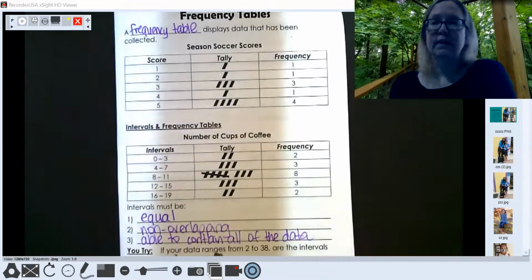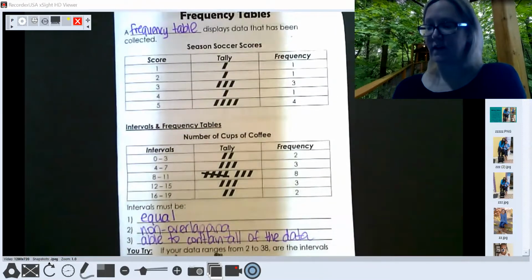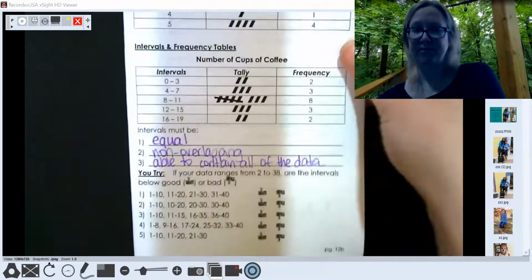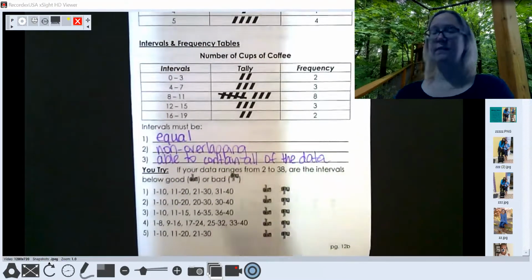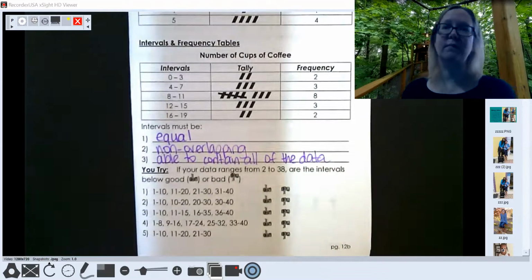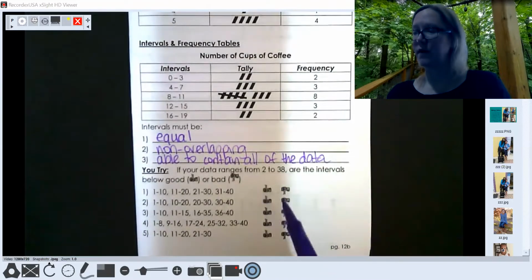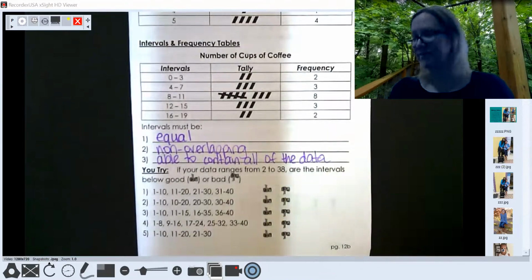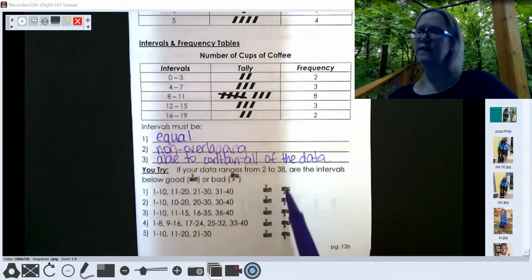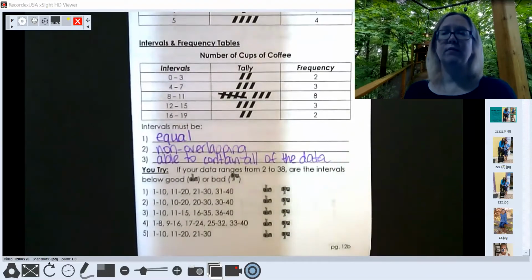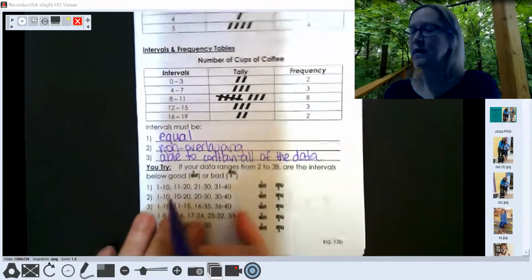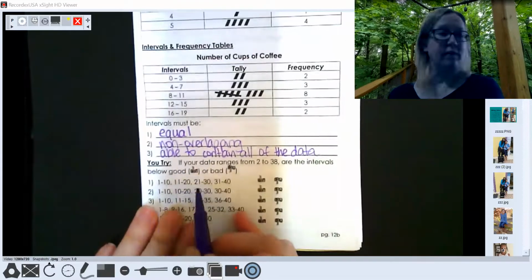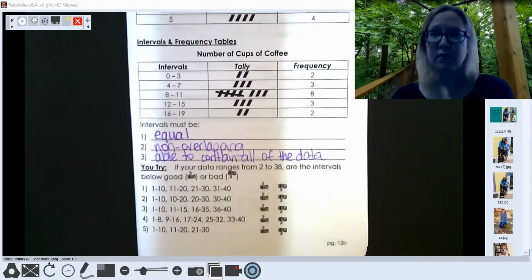Okay. So let's look at some examples down here at the bottom under where it says you try. Let's say that, in fact, when I wrote this problem, it was based on ages of people in my family, and they went from ages 2 to 38. And so if my data went as low as 2 and as high as 38, let's think of some possible intervals that we could use to display that data. So if I look at this first set of intervals right here, I'll get a phone call.